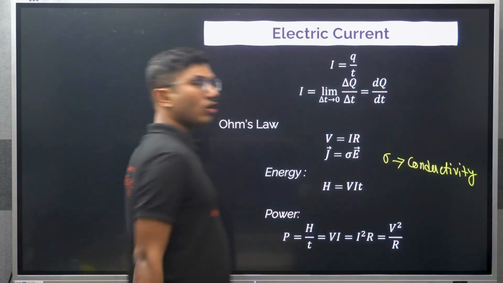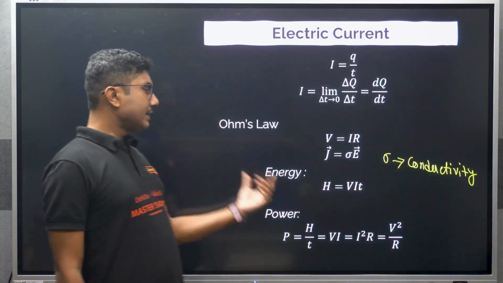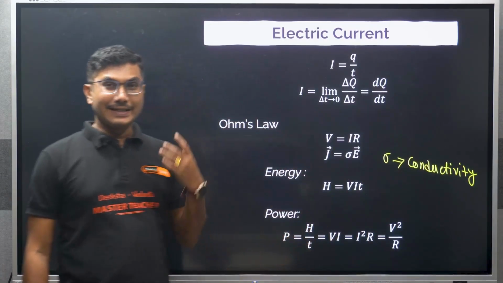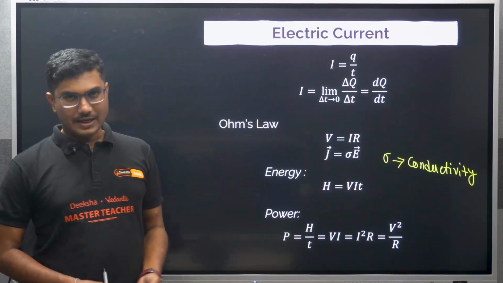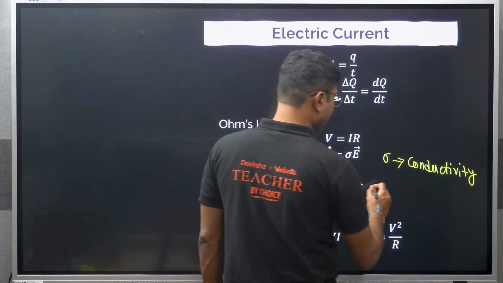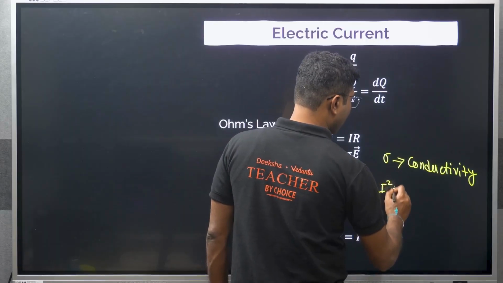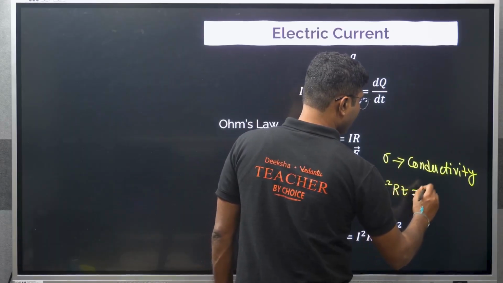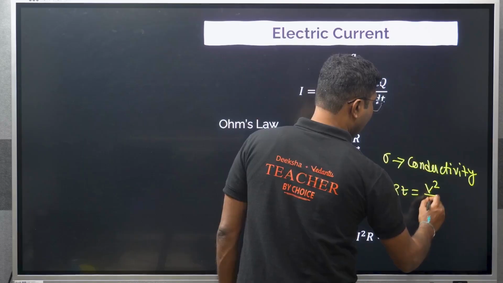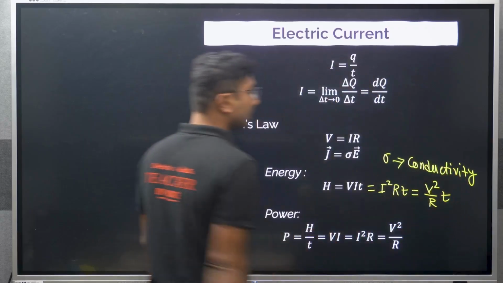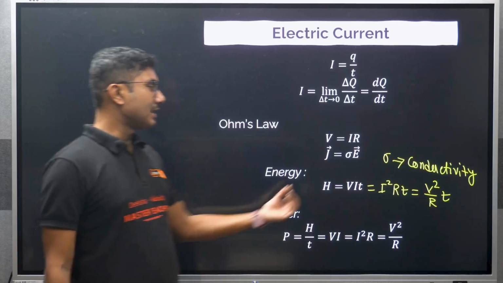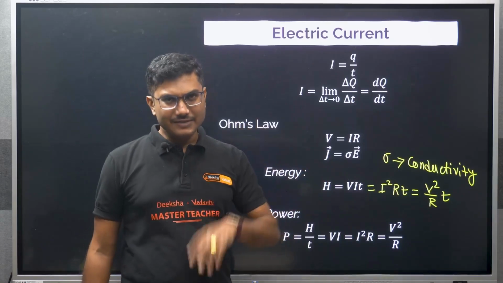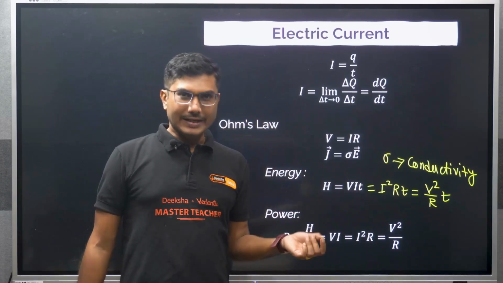Sigma is called conductivity. Energy that is dissipated in a resistor is given by VIT, vitamin, right? There are other forms as well, I square RT, V square by R into T. These are all other forms of the same formula. So energy dissipated in a circuit is basically vitamin. Energy is vitamin. If you eat vitamin, you will get energy, right?